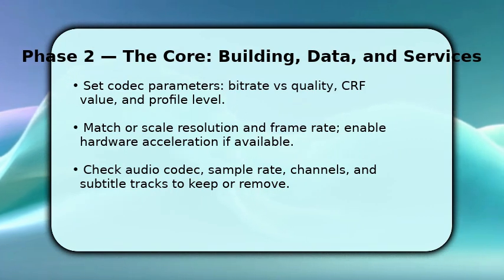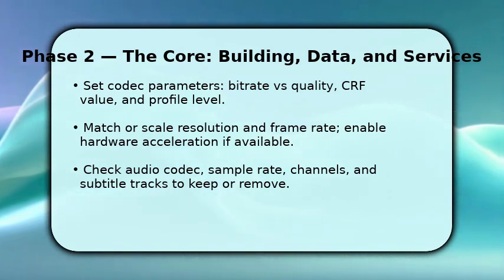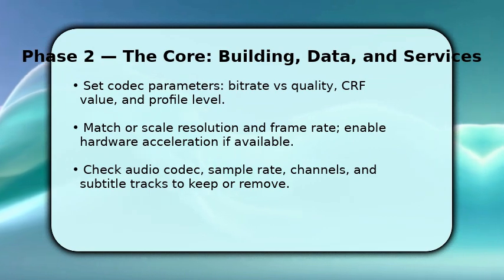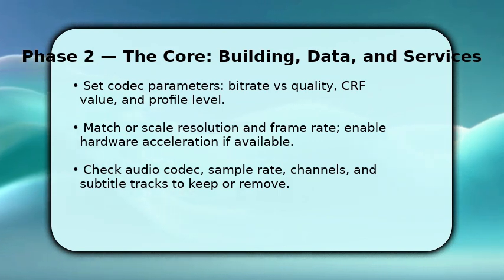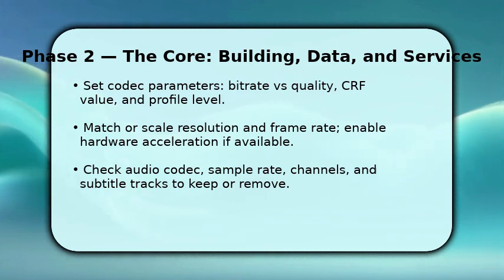Start by setting bitrate or CRF. Lower CRF equals higher quality. Pick a profile level matching target devices. Then match the source resolution and frame rate unless you need scaling. Use hardware acceleration to speed up encoding while noting possible quality trade-offs.